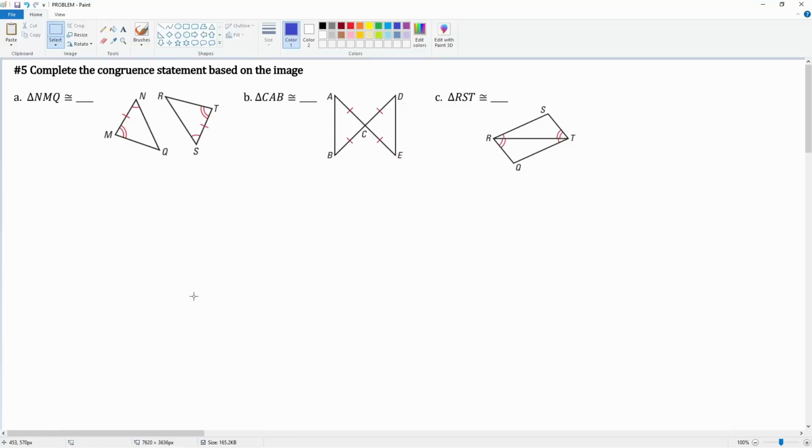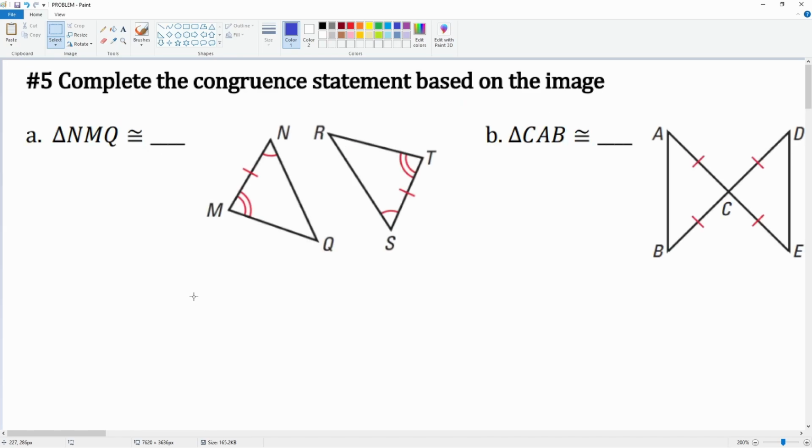Section 4, number 5, you're going to complete the congruency statement based on the image. We want to see triangle LMQ is congruent to what here? So all we have to do is imagine this as like a person, and this person here is traveling from this letter, N, M, then Q. So the person starts here from N, 1 mark, then he travels here to M, then he travels to Q. So he has to pass through those same places.